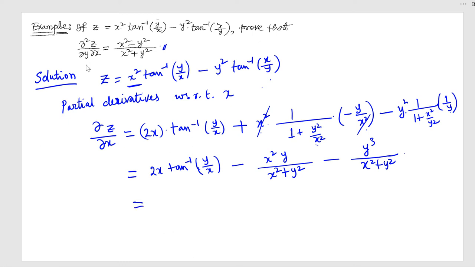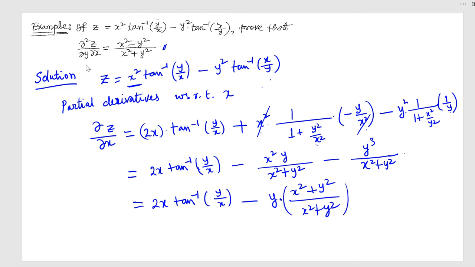So if you just try to simplify more, 2x tan inverse y by x. So here x square plus y square is there. So let us take minus y, take y common, y times x square plus y square divided by again x square plus y square. So this one will become 1. So finally we have 2x tan inverse y by x minus y.